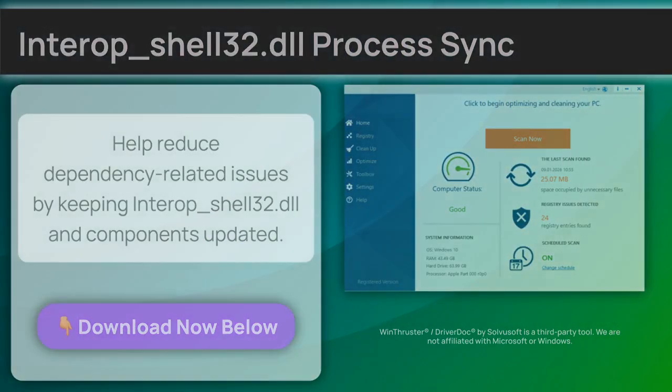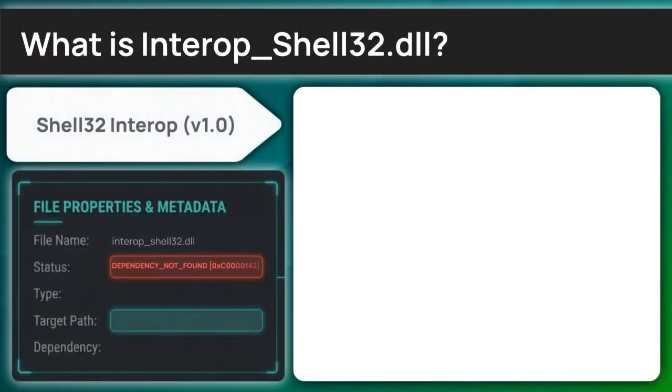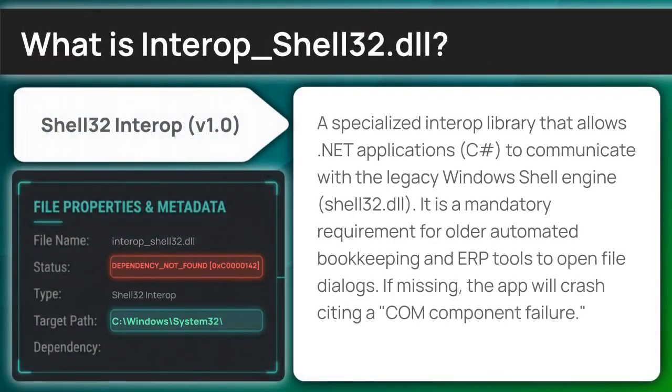This is the Interop Shell32 Library, a specialized interop library that allows .NET applications, C#, to communicate with the legacy Windows shell engine, Shell32.dll. It is a mandatory requirement for older automated bookkeeping and ERP tools to open file dialogs. If missing, the app will crash, citing a COM component failure.